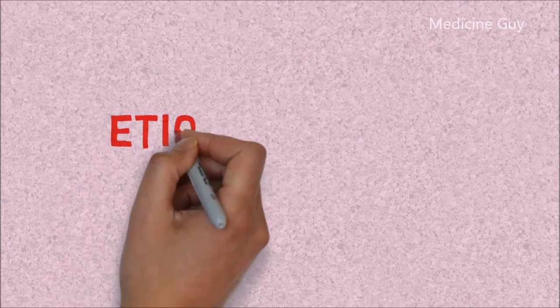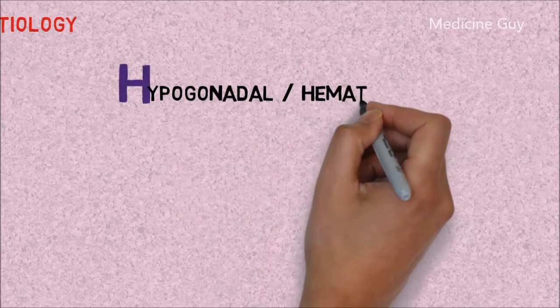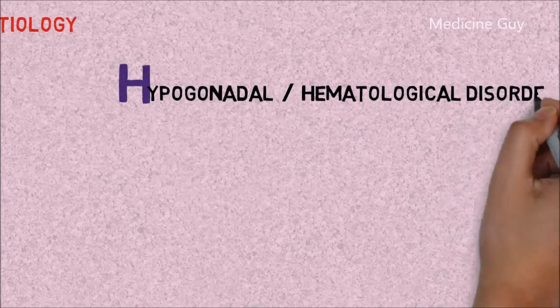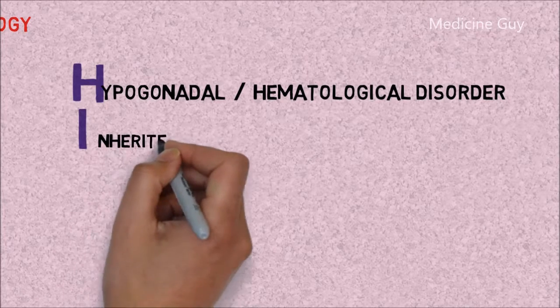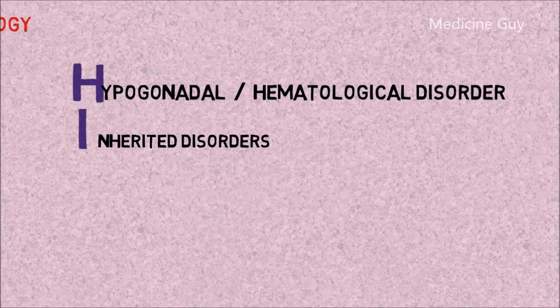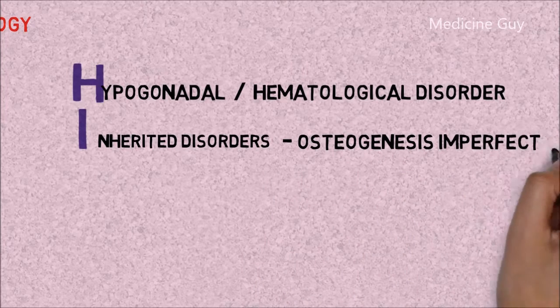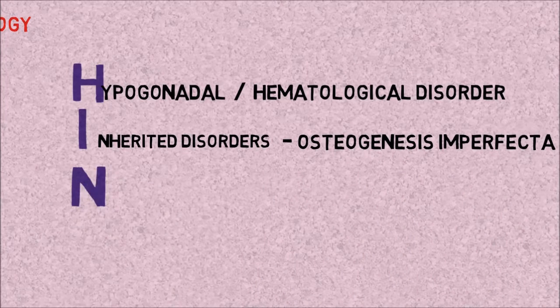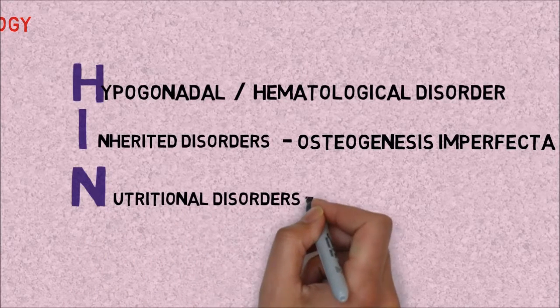Now getting down to etiology. There's a mnemonic for the etiology, but I'll say it later on. Now the etiologies are as follows. Number 1, hypogonadal and hematological disorders. Number 2 is inherited disorders like osteogenesis imperfecta. The third one is the most common, that is the nutritional disorder. The fourth one is drugs.